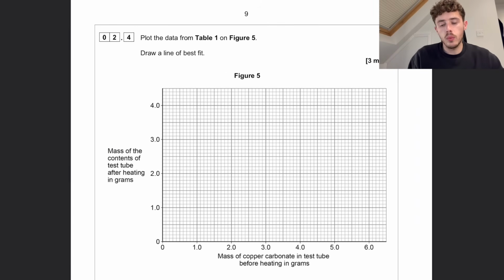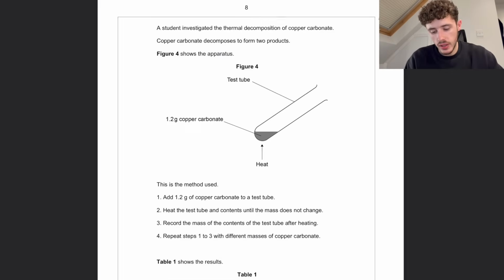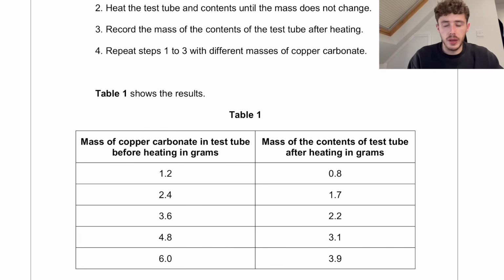Plot the data from table 1 on figure 5. So all we're going to be doing is converting these to coordinates on the grid on the other page. So I will go ahead and do that now and show you the final result.